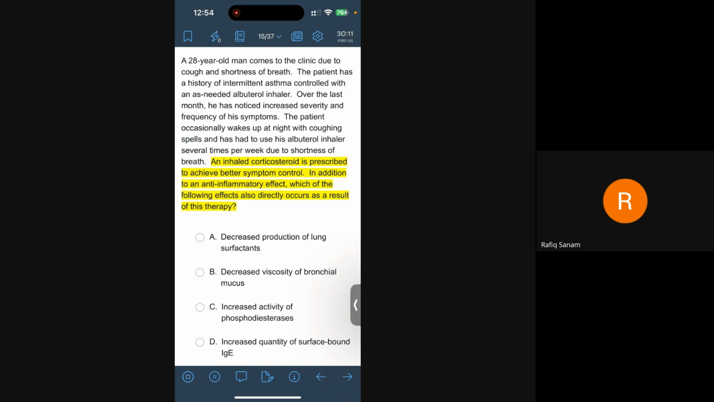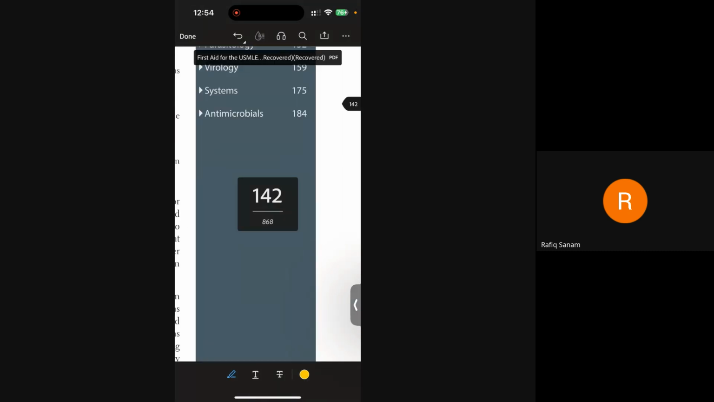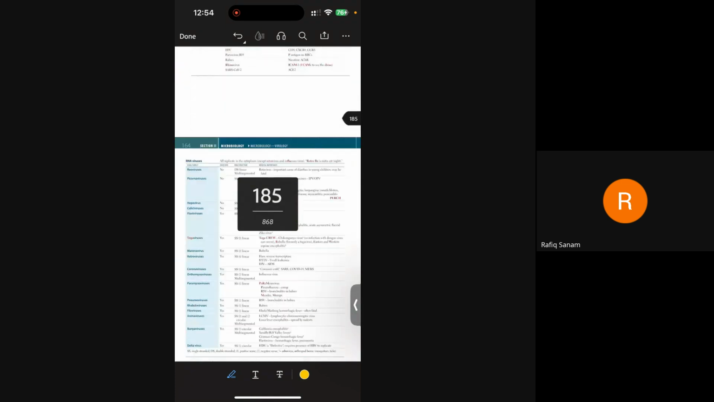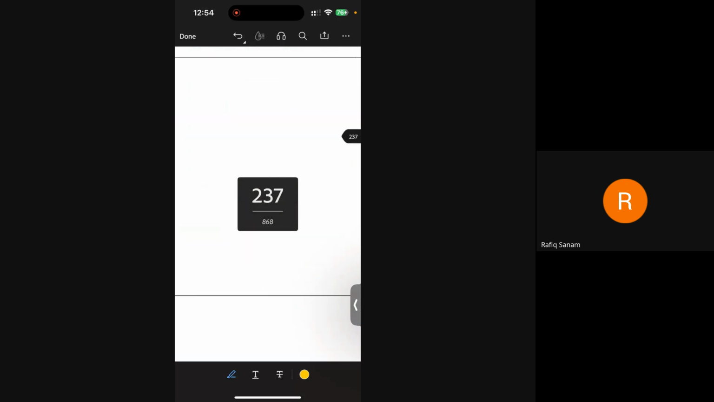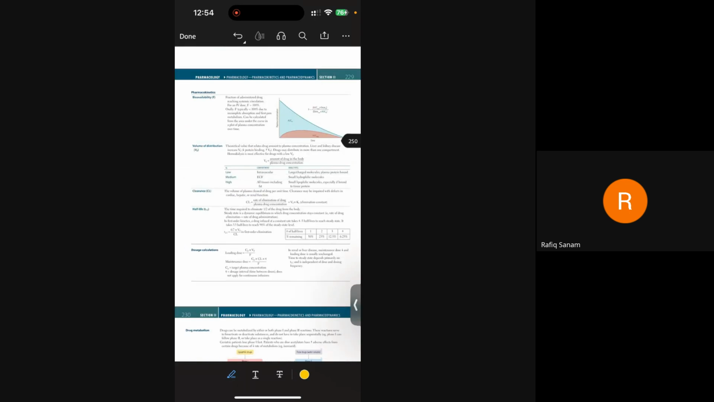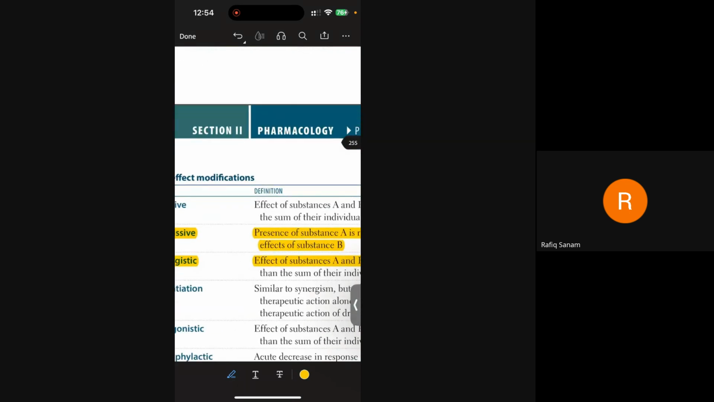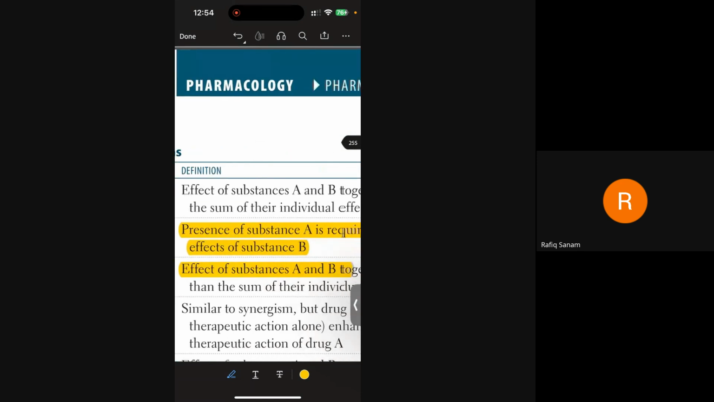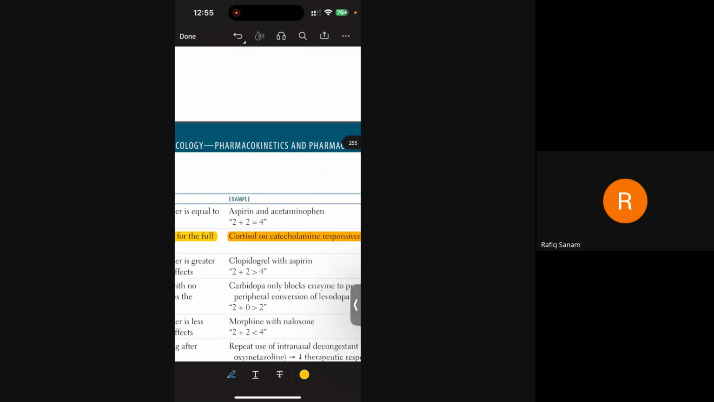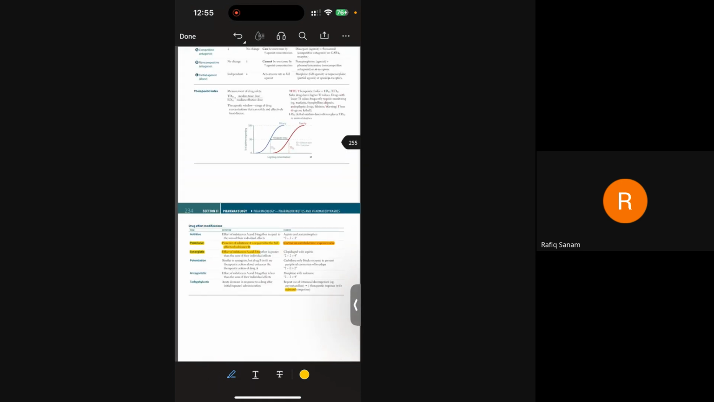It is written in General Pharma. Let me show you, so some people who have not seen where it is written will get an idea. Permissive effect: presence of substance A is required for the full effects of substance B. Cortisol and catecholamine responsiveness.